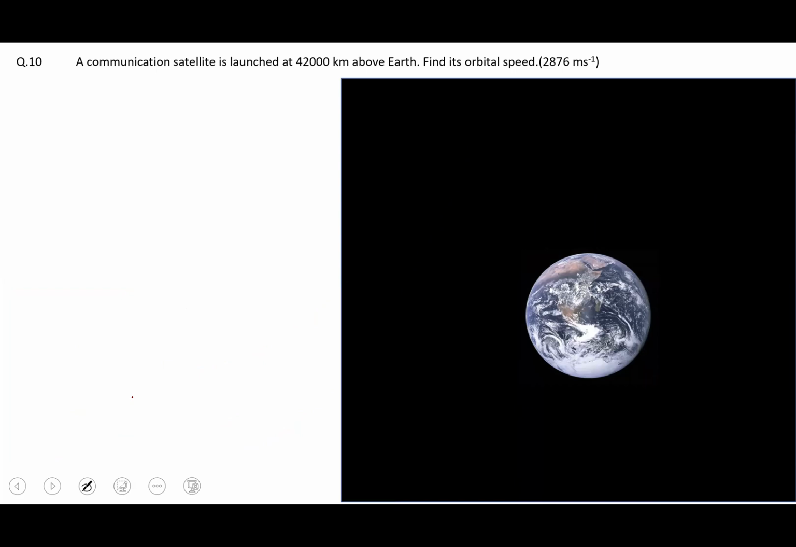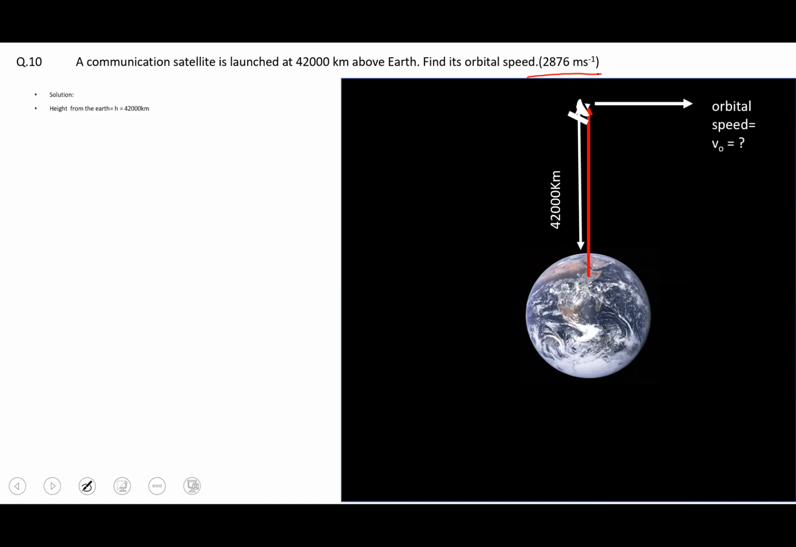The last numerical says a communication satellite is launched 42,000 kilometer above the Earth. Find its orbital speed, and its answer should come 2,876 meter per second. Now here's our Earth, and here's the satellite which we were talking about, and it was moved 42,000 kilometer away from the Earth's surface. Now in this case we have the radius also, so it is moving from the center of the Earth, and we have to find its orbital speed as well.